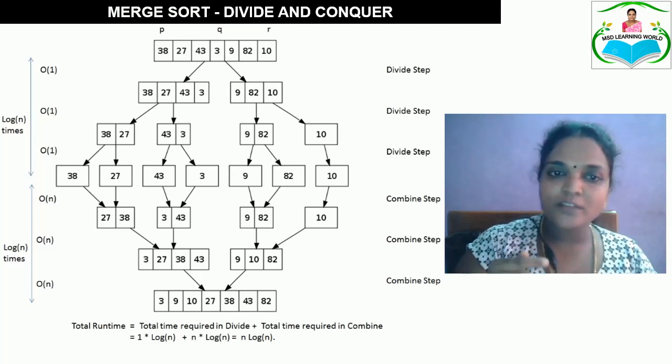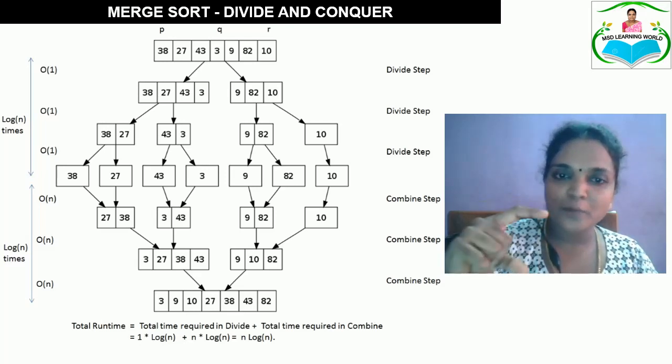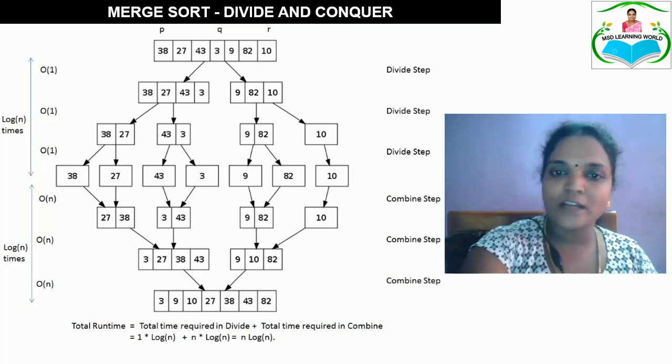Then the conquer step is going to happen for n number of elements in each subarray. The combine operation is going to be performed n by 2 number of times, but the conquer operation is going to be done for n number of elements present in that subarray. So log n times of order of n. The total time taken is the divide operation, order of log n, and the time used for conquer and combine is n into log n. So the total time taken is order of n log n.